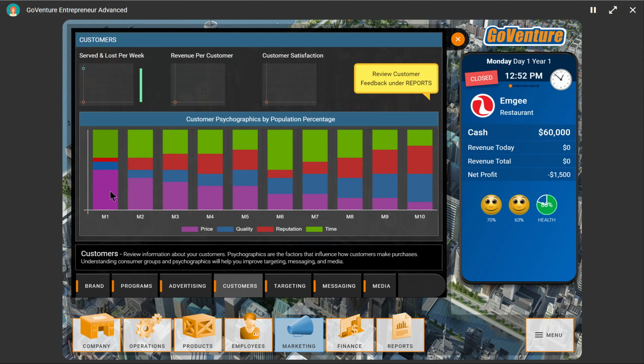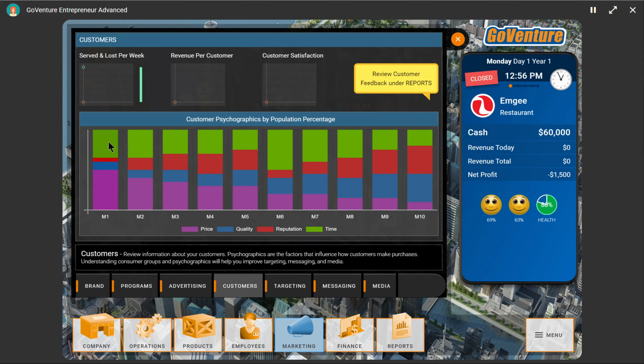Now, what's interesting about M1 is that it's mostly purple. In fact, about half of the bar is purple, which I can see here means price. So the primary decision influence that these consumers are using to determine what they want to buy and how happy they are with what they buy is price. These consumers are driven mostly by price. They want the lowest price option.